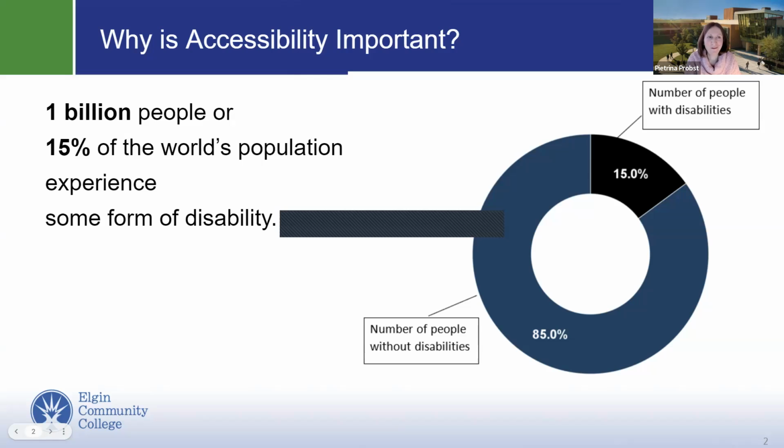So did you know that 1 billion people, or 15% of the world's population, experiences some form of disability? It's a pretty high number, and that also is a reason why we need to make sure that all of our materials are accessible for this large population of people throughout the world.